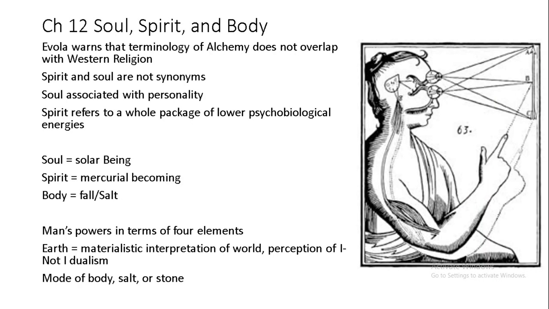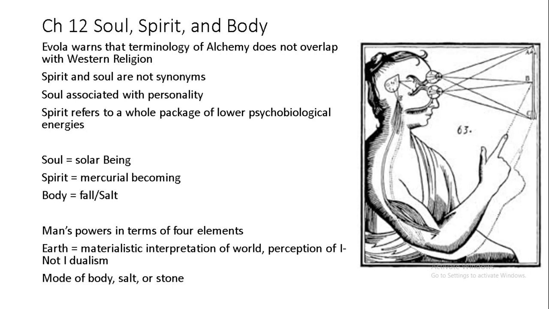In chapter 12, Soul, Spirit, and Body, Evola briefly pauses in order to warn the reader that the terminology of alchemy does not perfectly overlap even with the traditional terminology of, say, Western religion. Although spirit and soul, for example, are basically treated as interchangeable synonyms today, even by the people who quote-unquote still believe that they exist, the two hold very different meanings within the alchemical tradition. According to Evola, soul is associated with personality, while spirit refers rather to a whole package of lower psychobiological energies which lie somewhere between the corporeal and the non-corporeal as such.